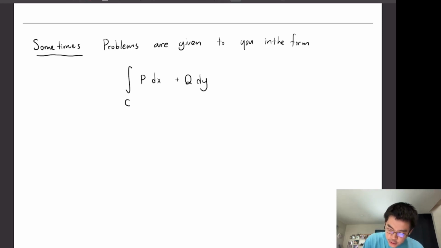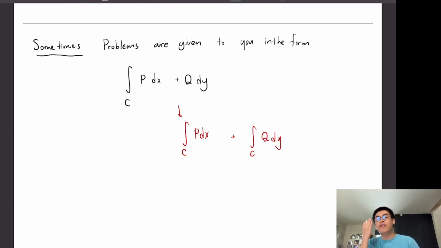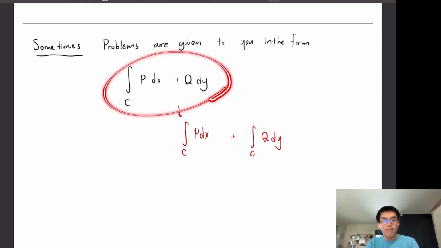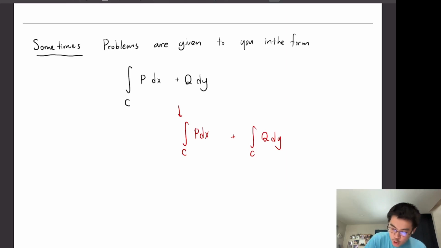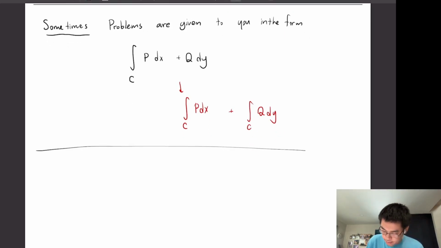So this looks scary, but this is just integration over C of P dx, done as one problem, and then you do another problem, integrating over C of Q dy. So if somebody gives you a problem that looks like this, they just give you two separate problems, and you just add them together at the end. All right, looks scary, but not too bad. Okay, so let's do one more example on that.